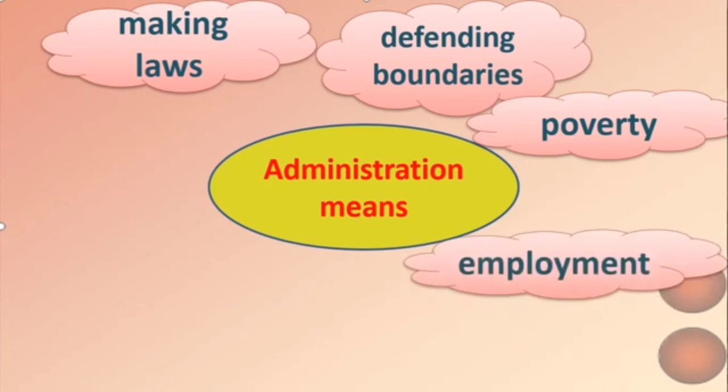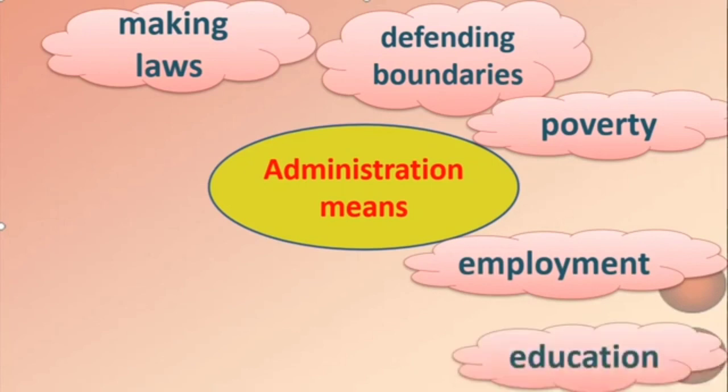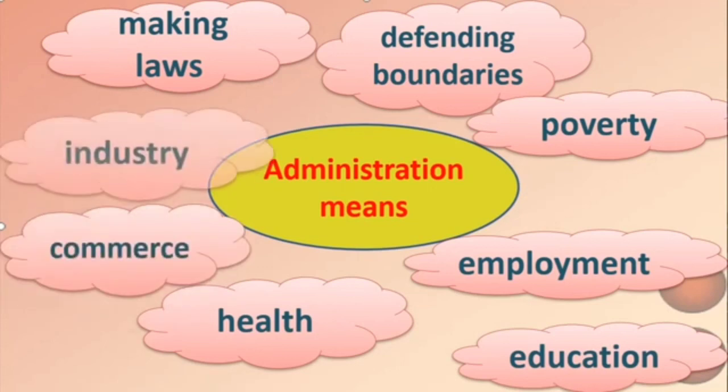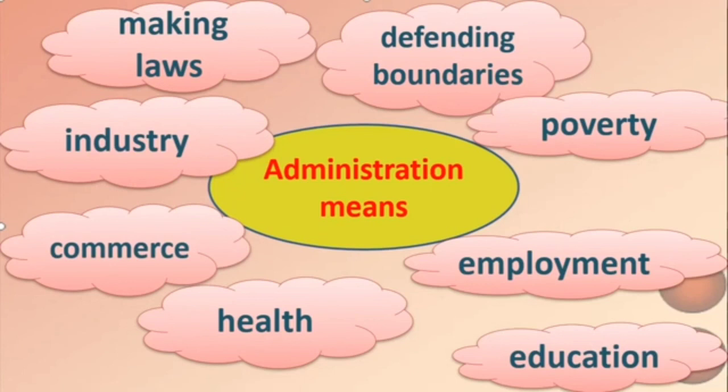Alright, administration also means providing employment for the people, giving people in this country jobs, okay, giving people in this country education, giving people in this country proper health services, and also developing the commerce and the industry in our country. So a government, see, it has got so many duties to do, isn't it? It has to make laws, it has to defend the boundaries, it has to lessen the poverty in the country. It has to provide employment, education, health benefits to the people living in the country. Okay, and it also has to see that India develops as far as commerce and industry are concerned.